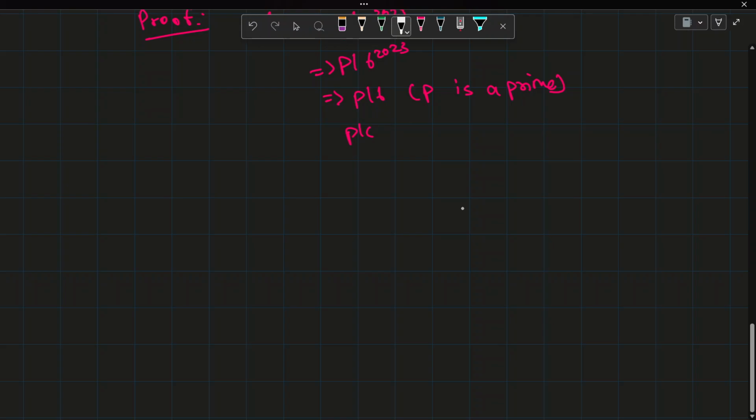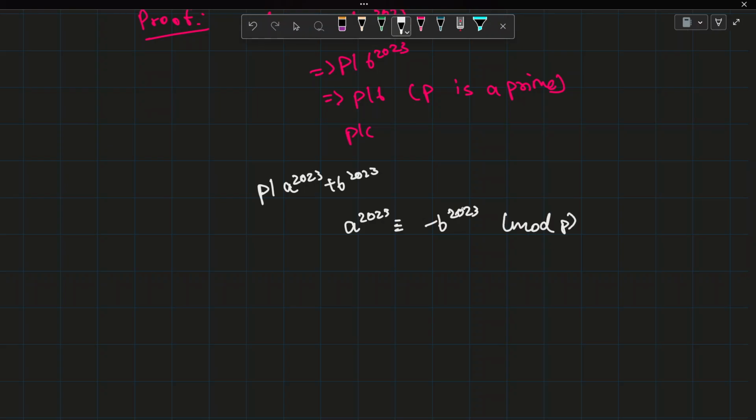So we are given that P divides A to the power 2023 plus B to the power 2023. Now I will use modular arithmetic terminology. So A to the power 2023 is congruent to minus B to the power 2023 mod P. From the subsequent steps, I will stop writing mod P, and we can square both sides to say that A to the power 4046 is congruent to B to the power 4046 mod P. Now you can say the same thing about B and C. So B to the power 4048 is congruent to C to the power 4048.